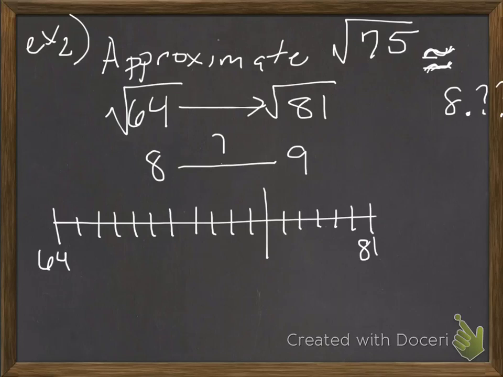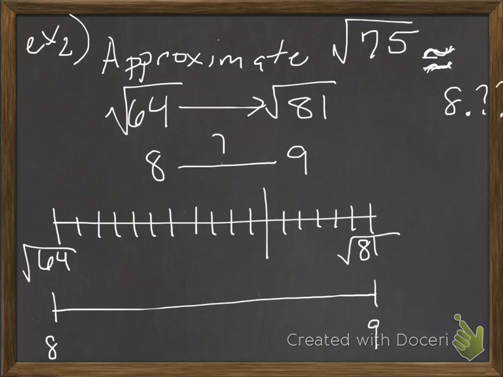Go back to this and make another number line from 64 all the way to 81. But this time you think of the square root of 64, which is 8, and the square root of 81, which is 9. Try to guesstimate where the middle is. There's 8.5. Then split it up again: 8.1, 8.2, 8.3. Whoops, I'm a little bit off here. 8.4, 8.5, 8.6, 8.7, 8.8, 8.9, and then 9. So I kind of messed up right around there.